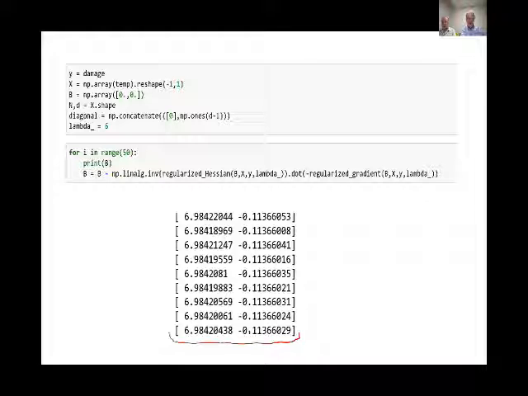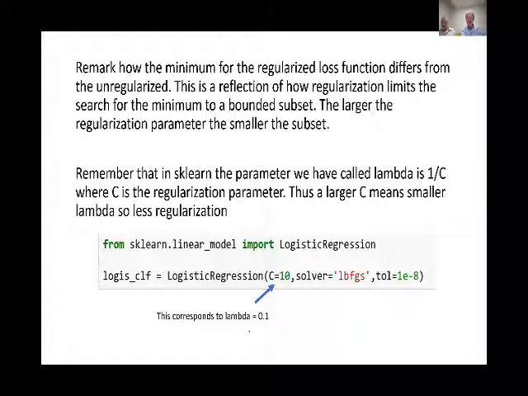Your minimum is going to be different because you're restricting your minimum search to a smaller subset. You're going to get a ball, yeah, and so they'll be smaller. And that's not something to be afraid of, because that's to be expected. If you regularize, you're going to get a different minimum than you get on the unregularized.